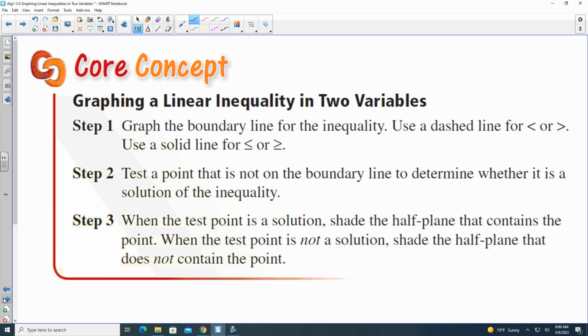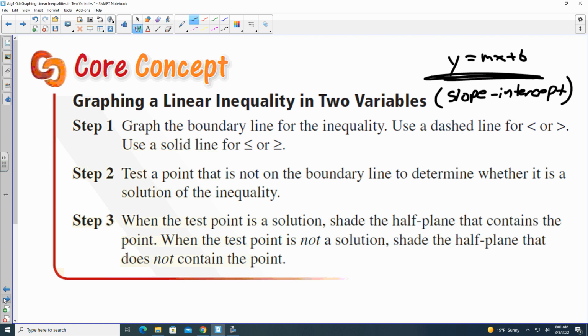So here are the steps to graphing a linear inequality in two variables. One of the things that they also should have put in here is to make sure that your inequality is in slope-intercept form. So even though there's no equal sign, you still want it in that y is equal to mx plus b form, whether it's y is greater than mx plus b or less than mx plus b, or greater than or equal to or less than or equal to. That's not as important, but you want to try to get it into this form. So getting y by itself is essential.